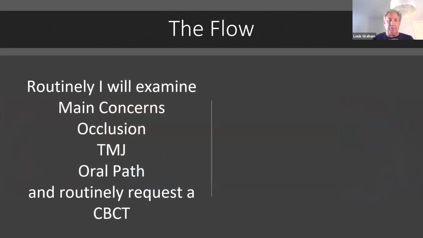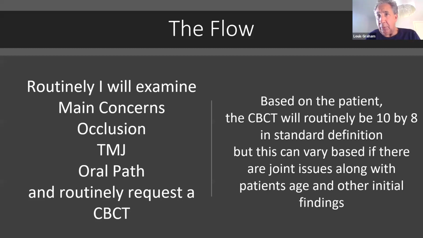So here's the flow. In the first 10 or 15 minutes, I go over the patient's main concerns and their wants. I go over their medical and dental history. And I can do a precursor evaluation of their occlusion, their joints. I can look at oral pathology. At that point, I'm not looking for cavities, by the way. I'm not probing gums yet. I'm just doing occlusion, TMJ, and oral pathology. But I've looked at their mouth. And routinely, I'll order a 10x8 cone beam.